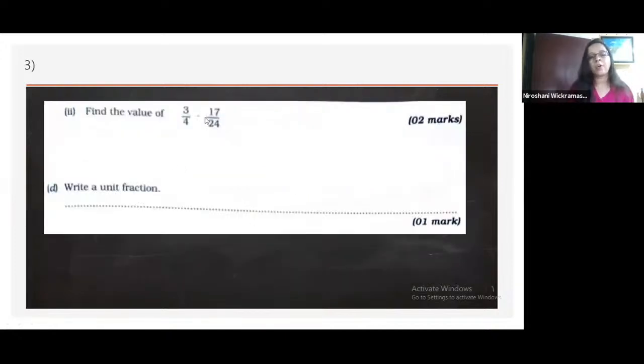Find the value of 3/4 minus 17 over 24. So we want to equate the denominators. So you can multiply by the same number. You have to make the same denominator. So this is by 6, this is by 6. 6 times 3, 18, 6 times 4, 24. Minus 17 over 24, 1 over 24 is the answer here.